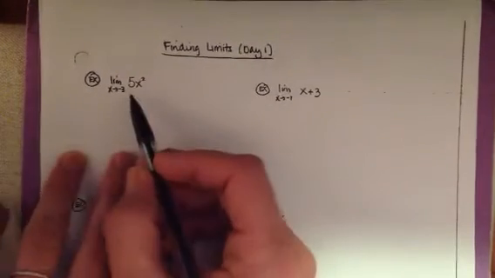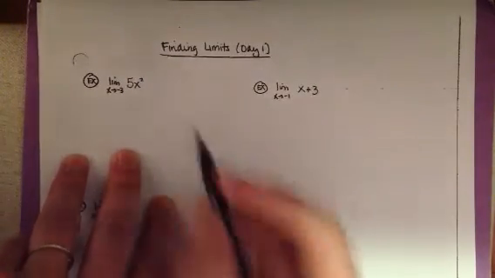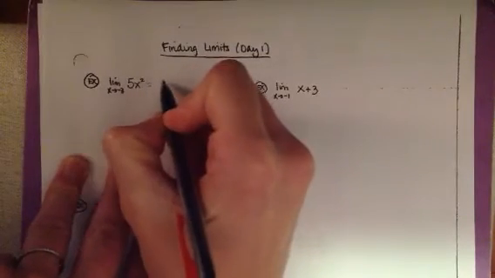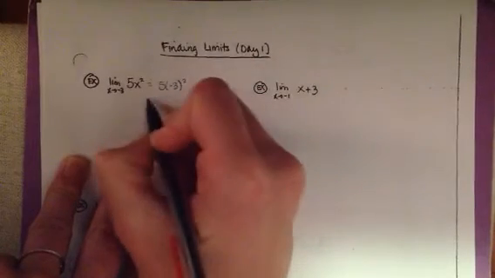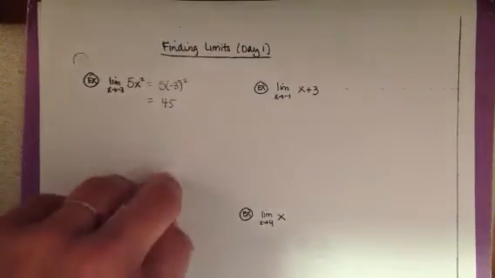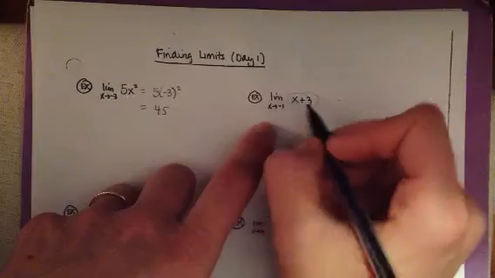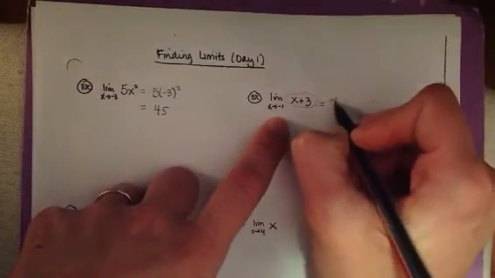So first and foremost, here's a typical function, 5x squared. We know it's just a parabola, so there's nothing tricky about it. So direct evaluation should work. You just plug it in and you get 5 times 9, 45, and that's your limit. Pretty straightforward. Again, this is a line, so nothing quirky about a line. You just directly evaluate. -1 plus 3 is just 2.